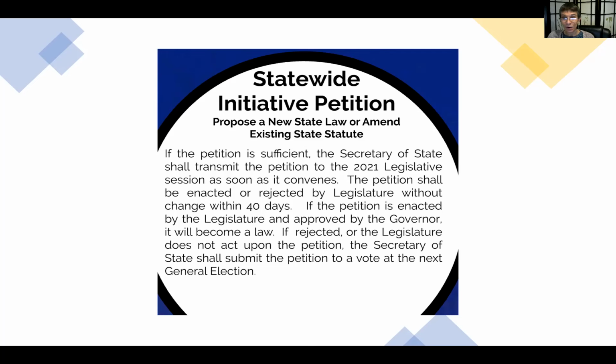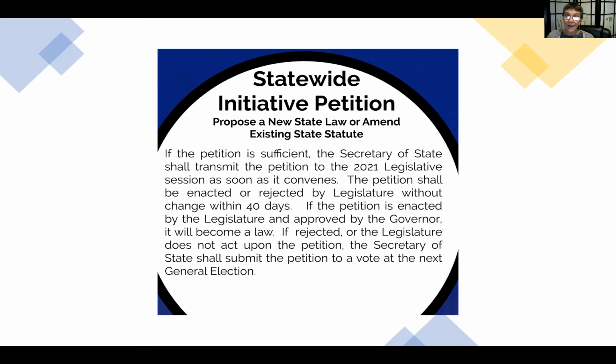If the petition is enacted by the legislature and approved by the governor, it will become law. If rejected or the legislature does not act upon the petition, the Secretary of State shall submit the petition to a vote at the next general election. So if you do a statewide initiative petition to propose a new law or to amend an existing state law or statute, you have all the way until November to get your signatures. So we have a longer period of time.